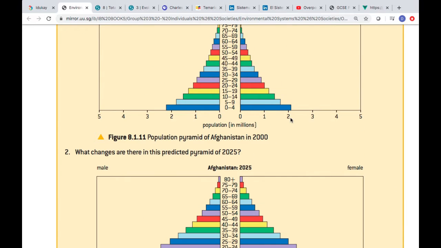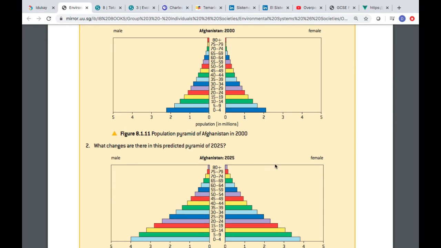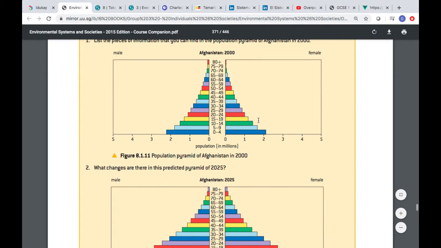As you can see in these two different pyramids, this one is wider. And are these numbers population in millions? So from 0 to 1 to 2. In this case, Afghanistan has a population of about 2.1 million female and a population of 2.4 males, but just in this range from 0 to 4.